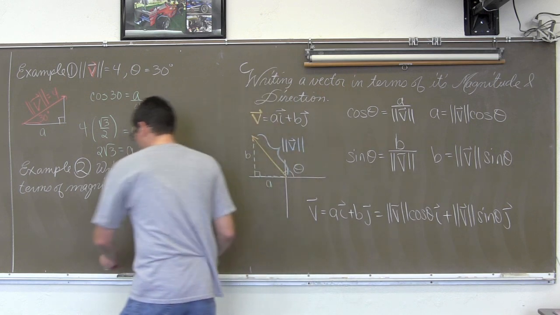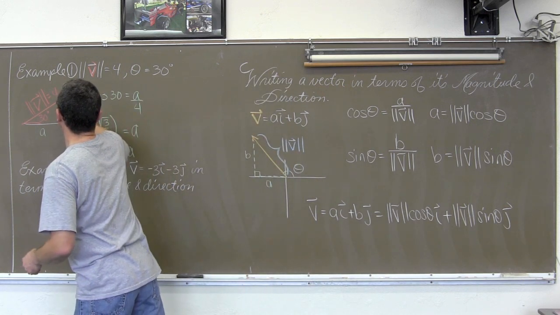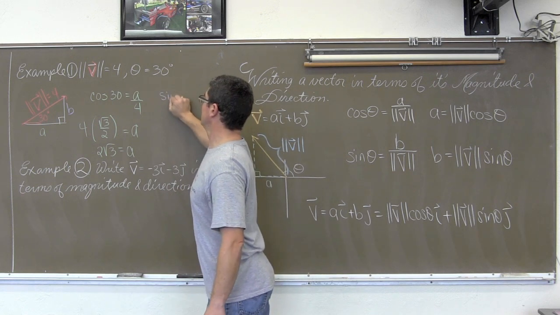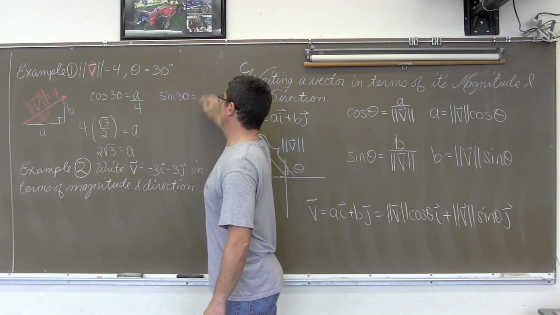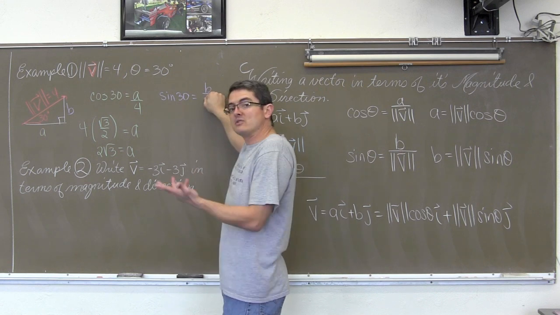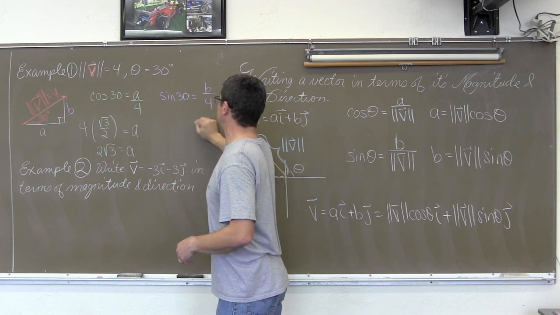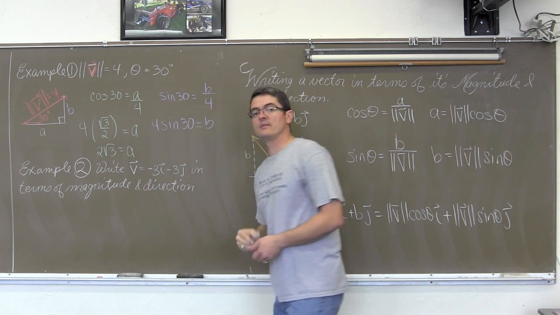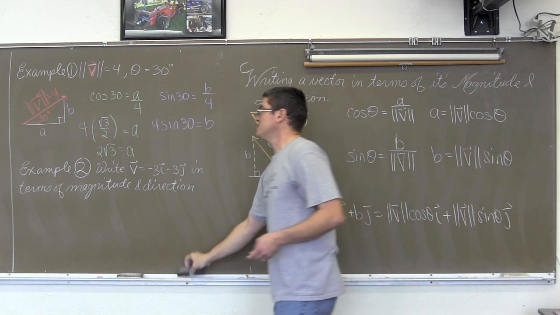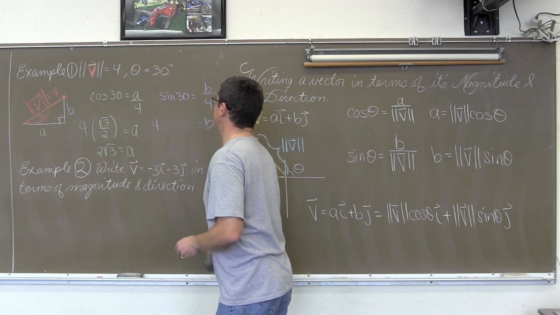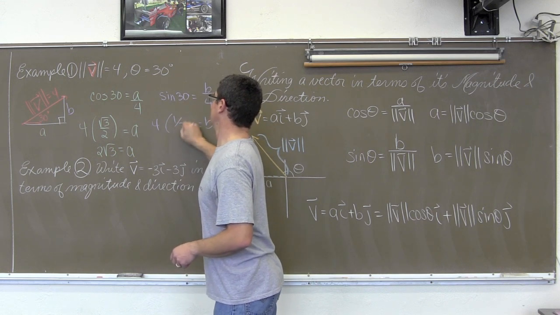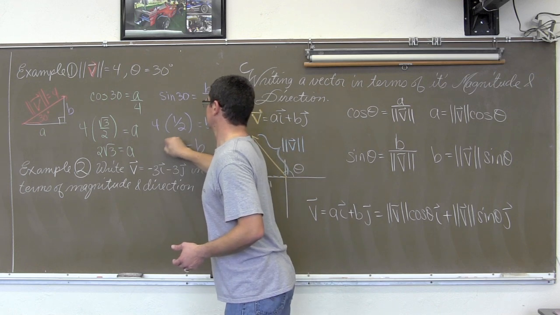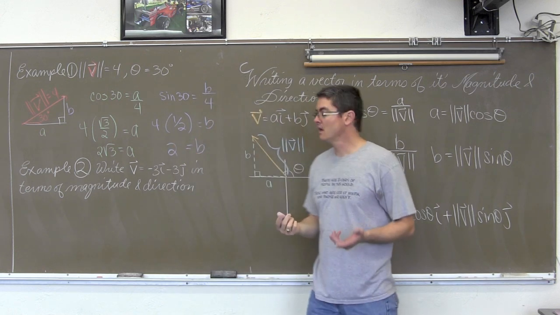The vertical component of b is going to be found through sine, so the sine of 30 is equal to b over the magnitude of the vector, 4. So b is going to be equal to 4 times the sine of 30, and the sine of 30 is equal to 1/2, and half of 4 is equal to 2.